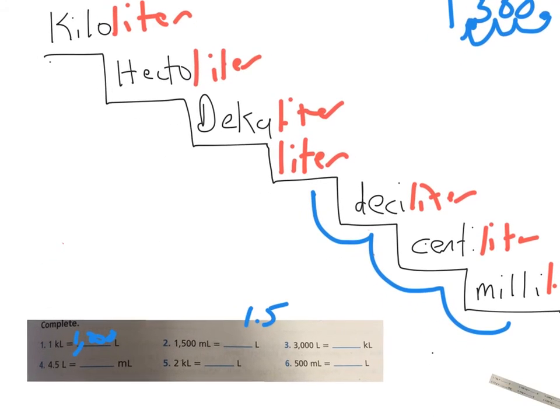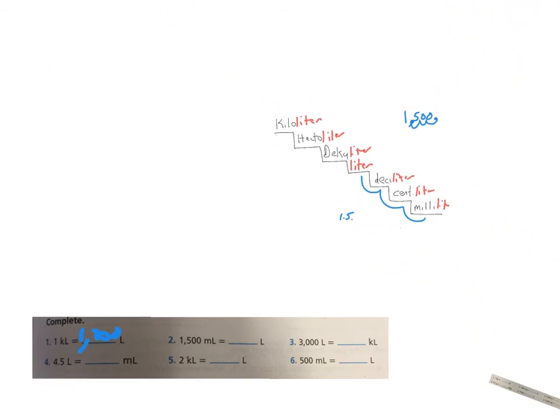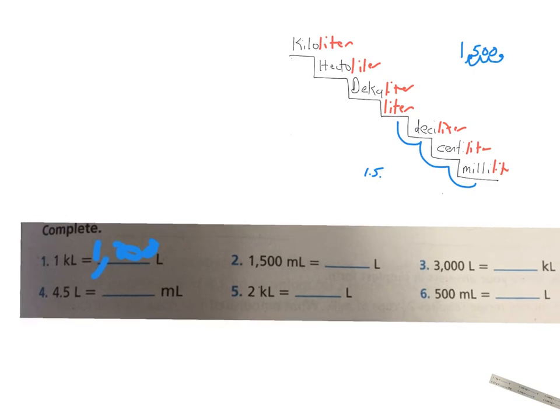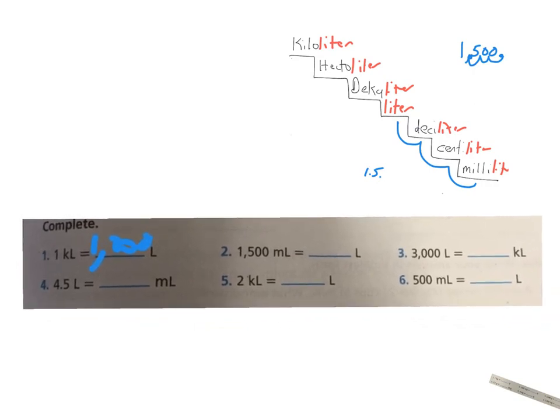Let's check those answers here. See if I can make this smaller over in the corner. Make this bigger. All right. Now we had here 1.5 liters. Okay, 3,000 liters to kiloliters. We're going to go 1, 2, 3 to the left. That would be 3 kiloliters. 4.5 liters to milliliters. That's moving 1, 2, 3 to the right. So move the decimal 1, 2, 3 to the right. That's 4,500 milliliters.